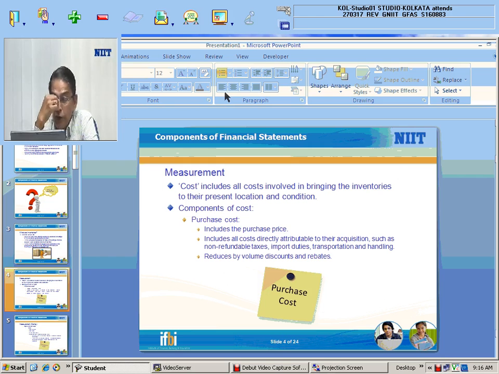So three components of cost. First is the purchase cost, second is the cost of conversion, and third is other cost. So the components of purchase cost could be purchase price and all costs directly attributable to the acquisition, such as non-refundable taxes and import duties for imported inventory. Import duties have to be paid at the border when the inventory is imported into India. Customs has to be paid, the import duties, if any, applicable on that type of goods. Non-refundable taxes could be sales tax, VAT, etc.